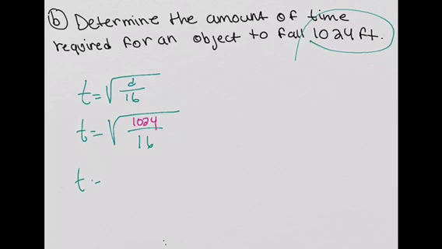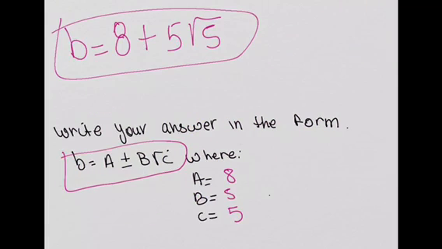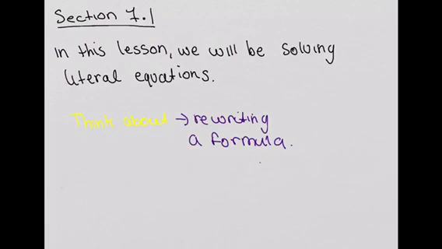So what is that? Go ahead and make sure you double check, since you know you cannot trust my basic arithmetic. Make sure you double check it. 64. Okay, now the square root of 64 is 8. So the time for this object to fall 1,024 feet is 8 seconds. Okay? So in this lesson, we solved linear equations.